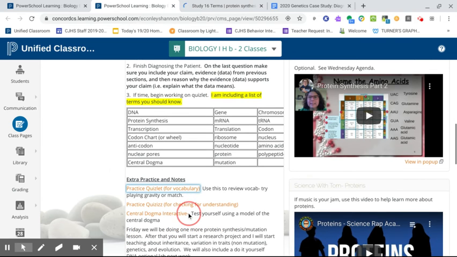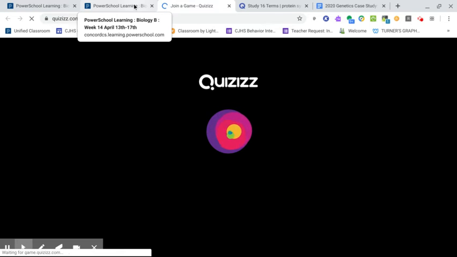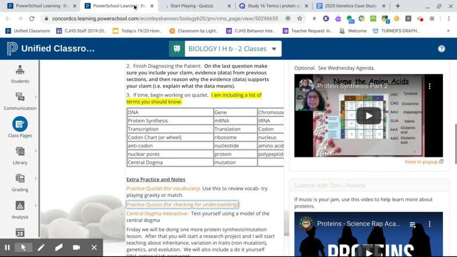I've also included extra practice just for checking for understanding. So Quizlet is for vocab, just vocab, what does that word mean? The Quizzes are for checking for understanding. It's more like the concepts. When you go into the Quizzes, there should be a link directly there. I think there are about 16 questions.